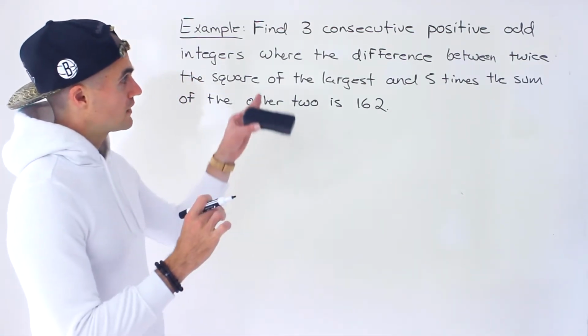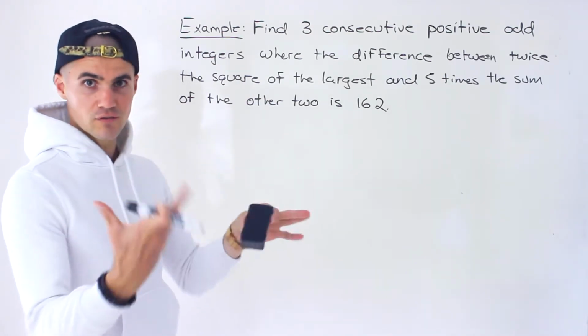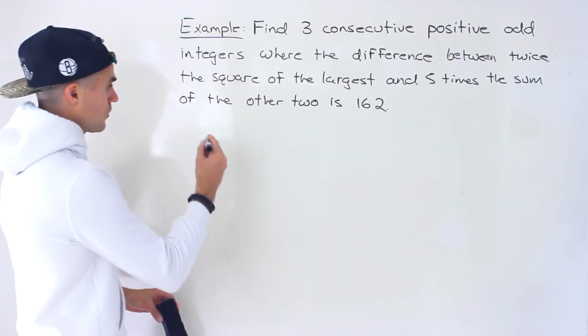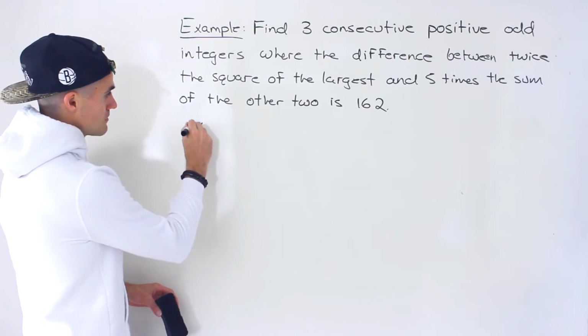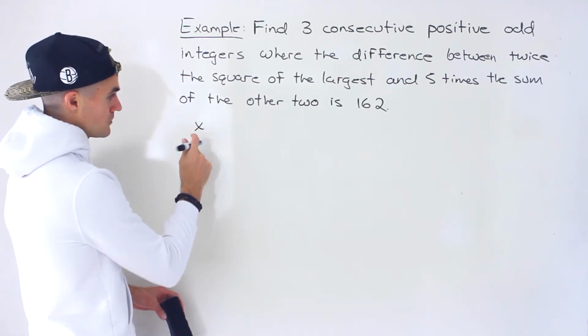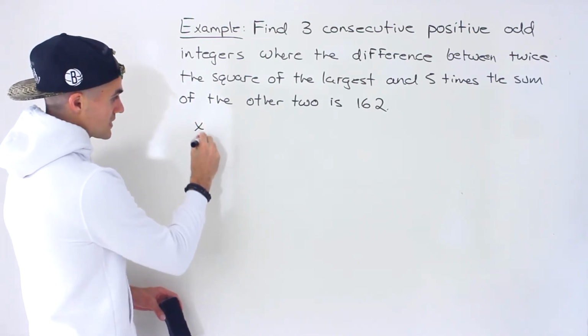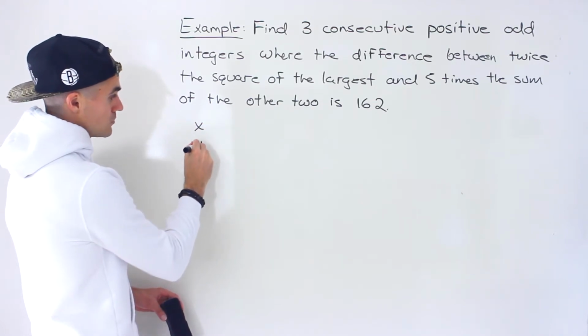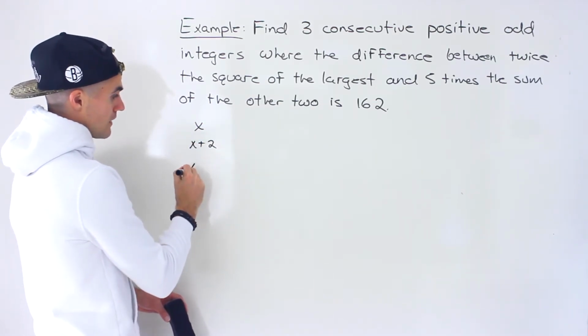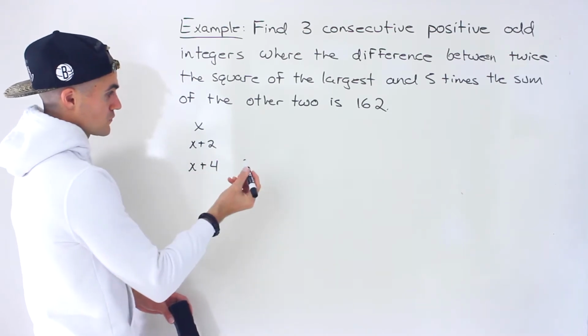Now, whenever we're finding consecutive odd or even integers, as I've shown in videos before, what you want to do is list them out as the first one, the lowest one being x, and then because the next one is going to be 2 away from this one, it would be x plus 2. And then the next one would be x plus 4, right?